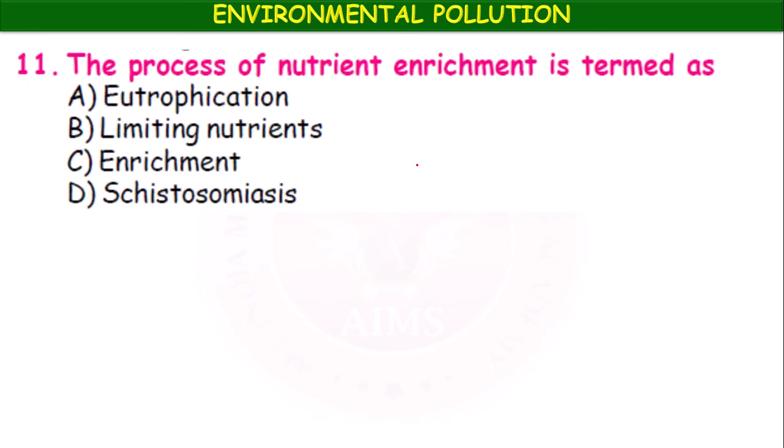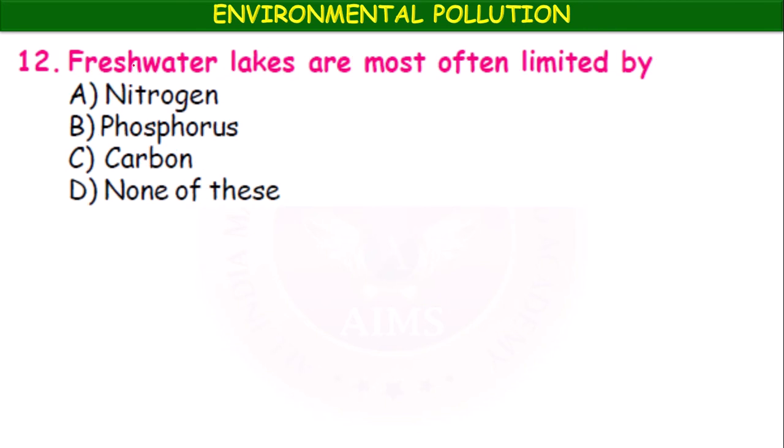The process of nutrient enrichment is termed as: eutrophication, limiting nutrients, enrichment, schistosomiasis. Eutrophication. The freshwater lakes are most often limited by nitrogen, phosphorus, carbon, none of these. Phosphorus.